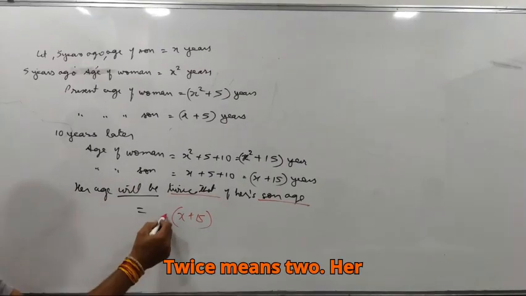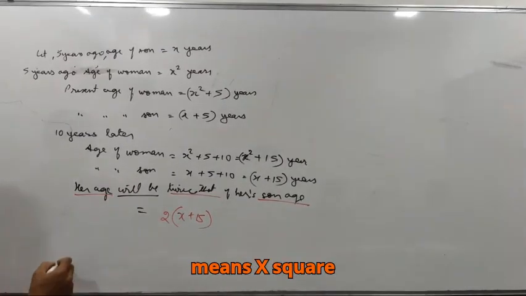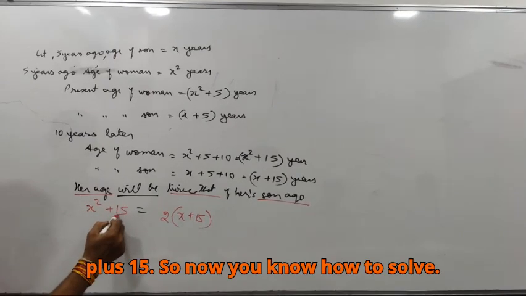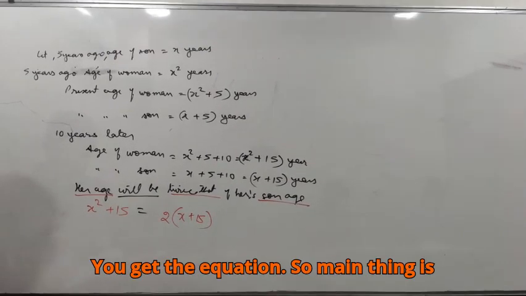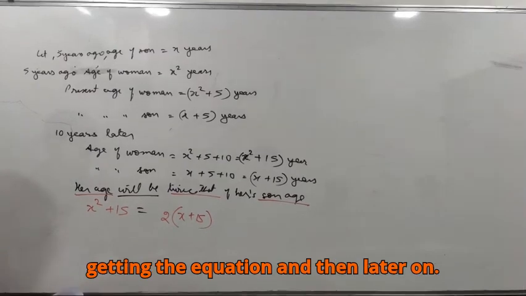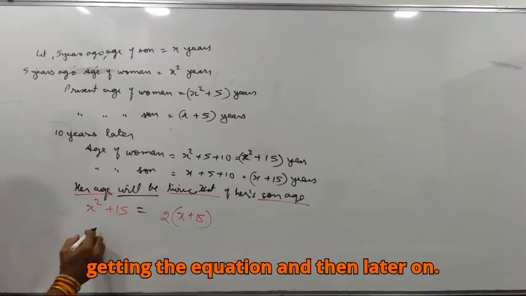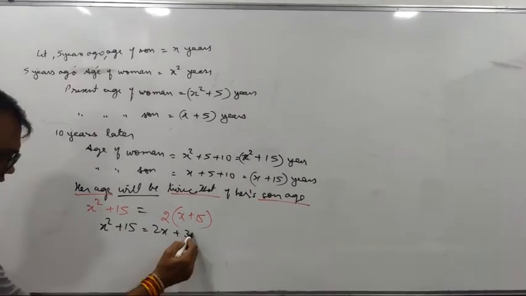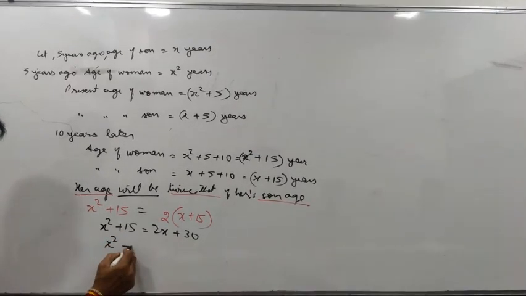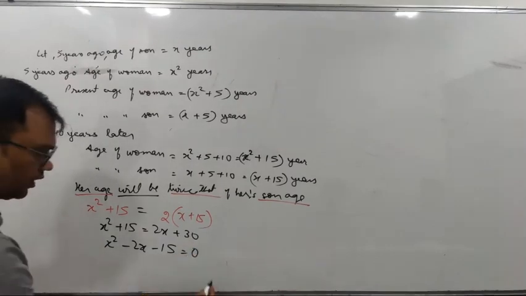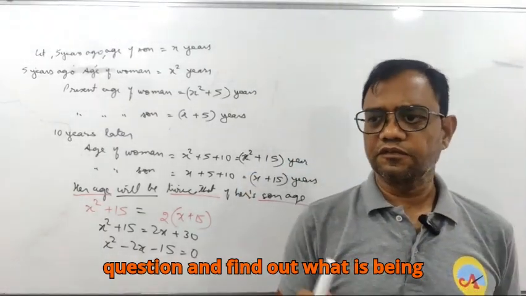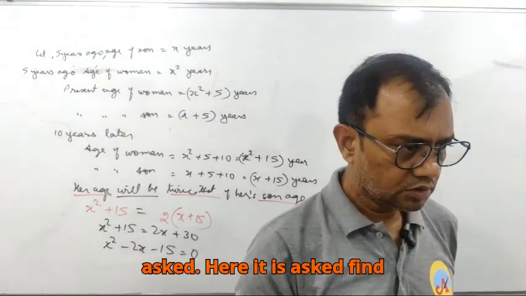Twice means 2. Her means x square plus 15. So now you know how to solve. You'll get the equation. So the main thing is getting the equation, and then later on... it's important that you read the question and find out what is being asked.